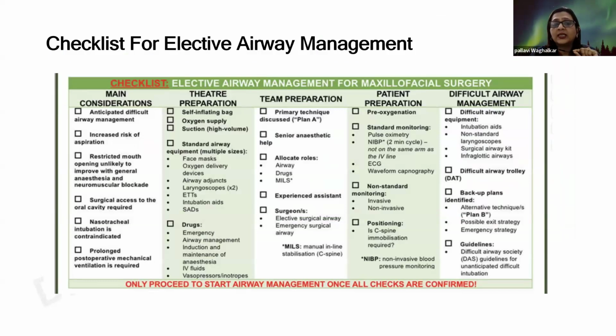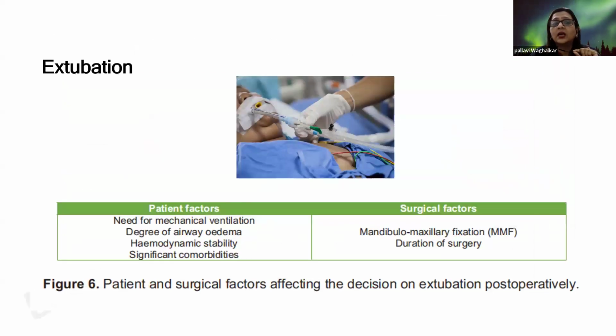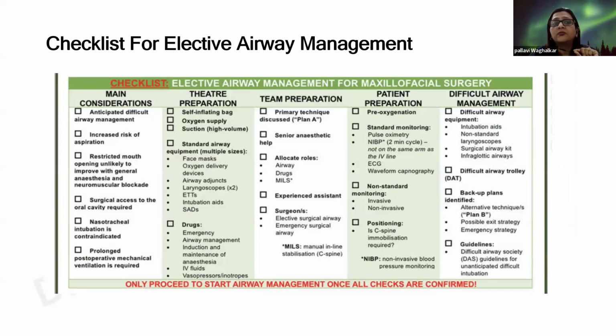Again, they have given this major checklist, and we have to consider these multiple factors.